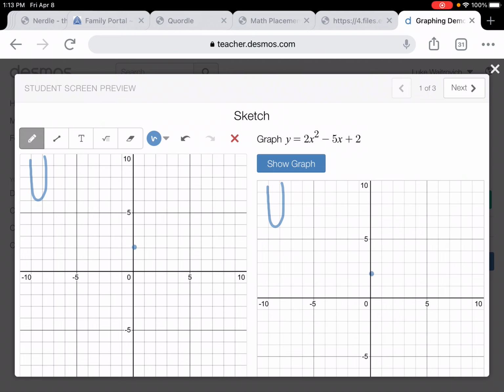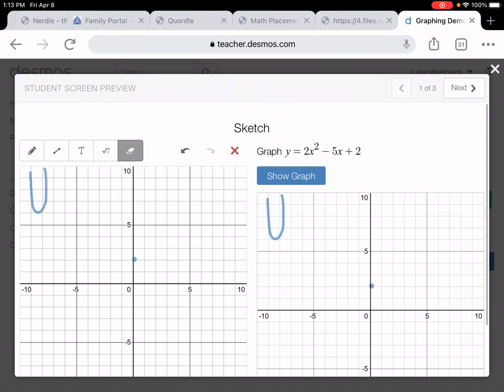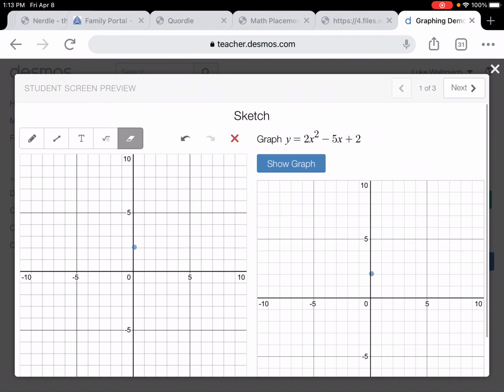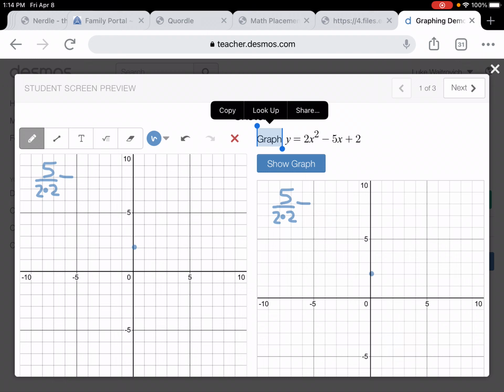Now, in order to find the vertex, let's try to erase that. There we go. In order to find the vertex, I need to do the whole negative b over 2a thing. Well, my b is negative 5, so negative b is just regular old 5 over 2 times 2. And so that means that my x is 5 over 4. Now this is a little bit awkward, but it is what it is.